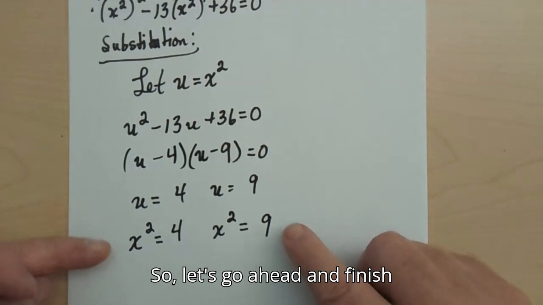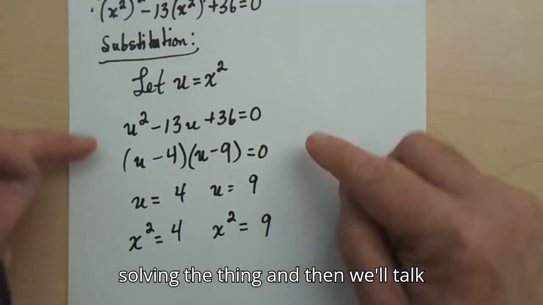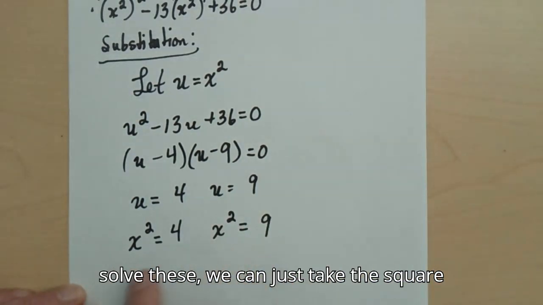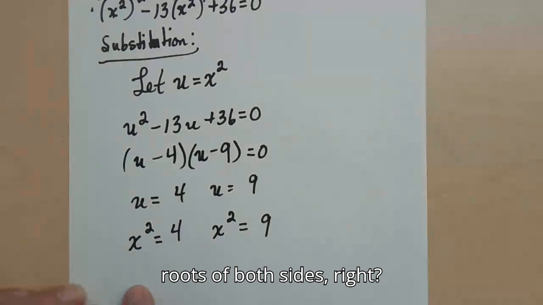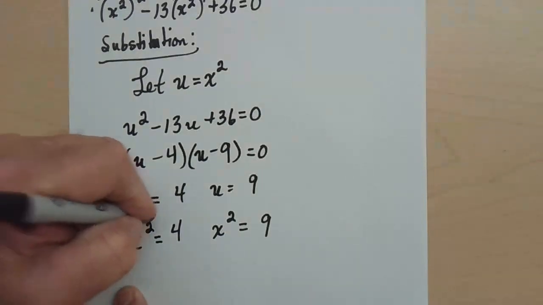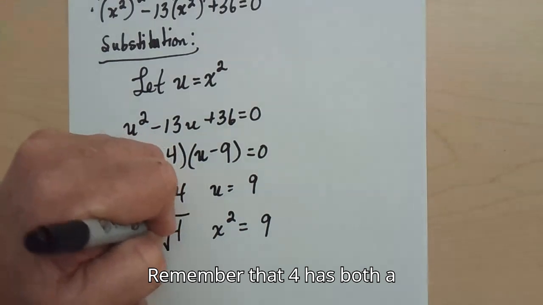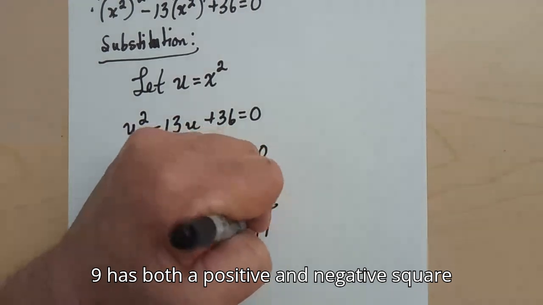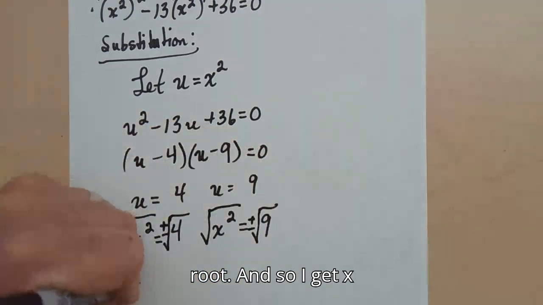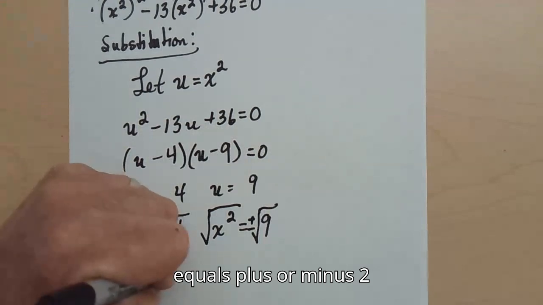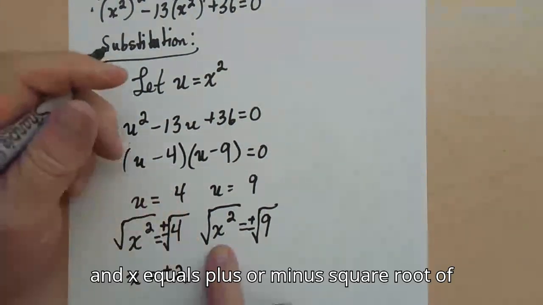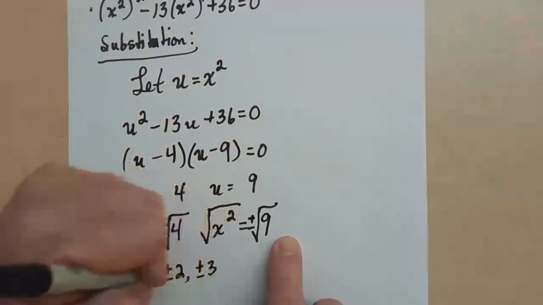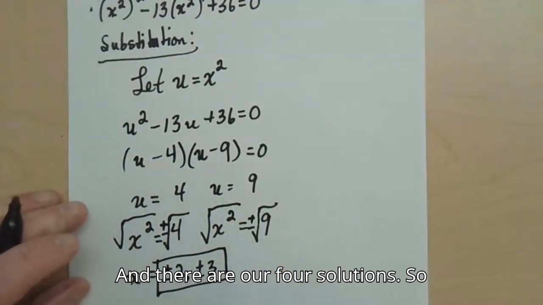So let's go ahead and finish solving the thing, and then we'll talk about why I did this substitution and where that helped us. So we know how to solve these. We can just take the square roots of both sides, right? Remember that 4 has both a positive and negative square root, and 9 has both a positive and negative square root. And so I get x equals plus or minus 2, and x equals plus or minus square root of 9, which is 3, so plus or minus 3. And there are our 4 solutions.